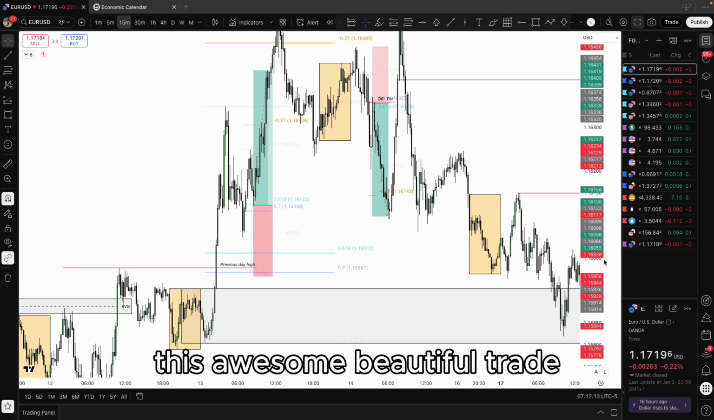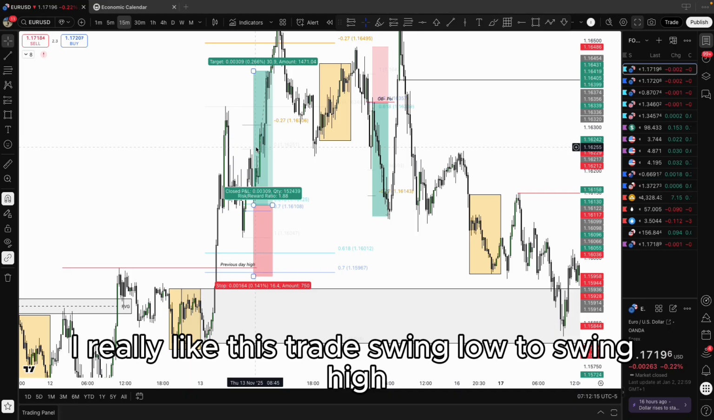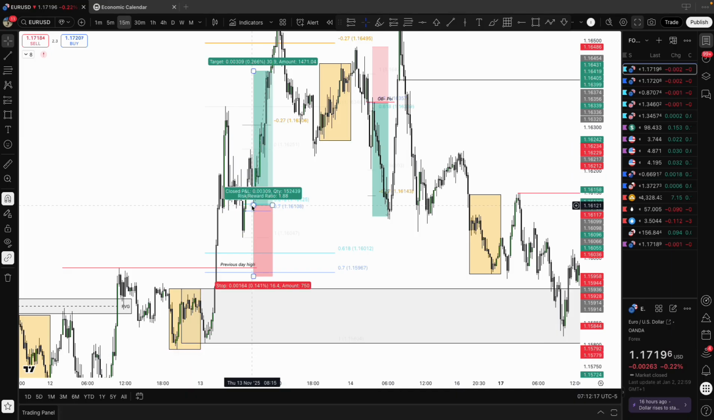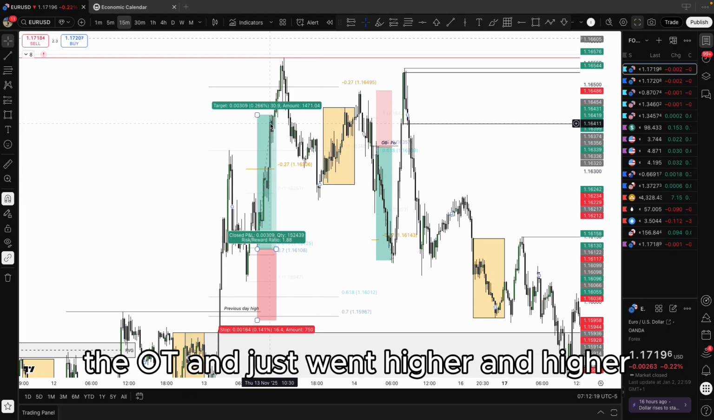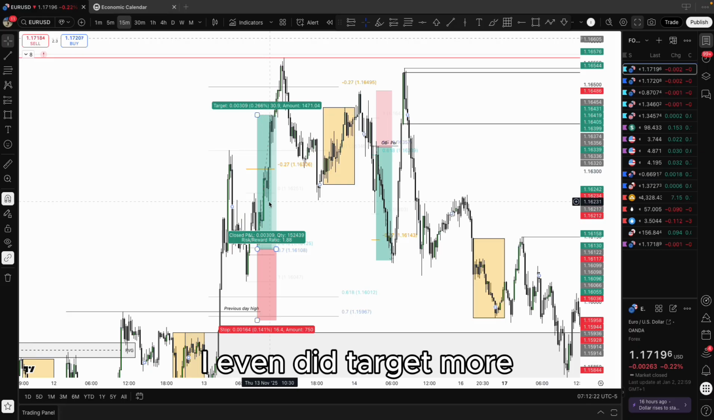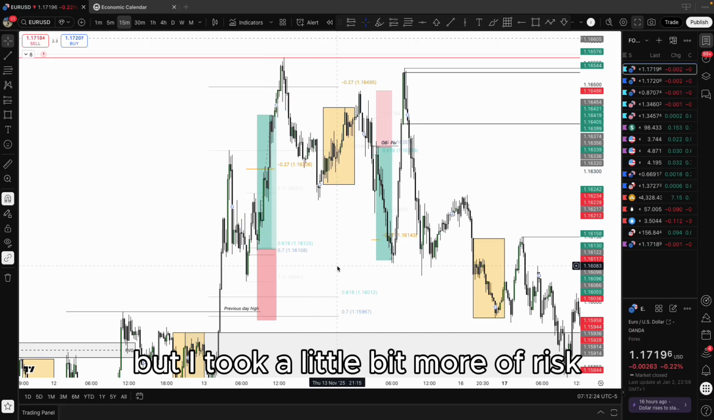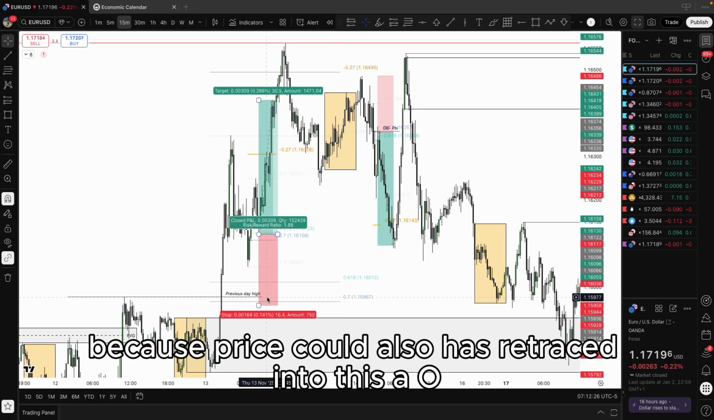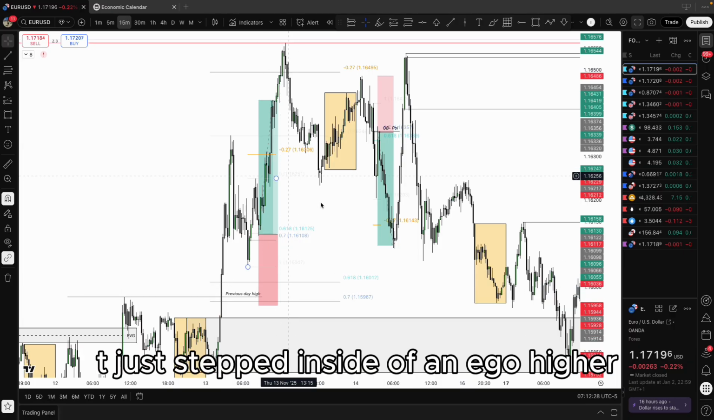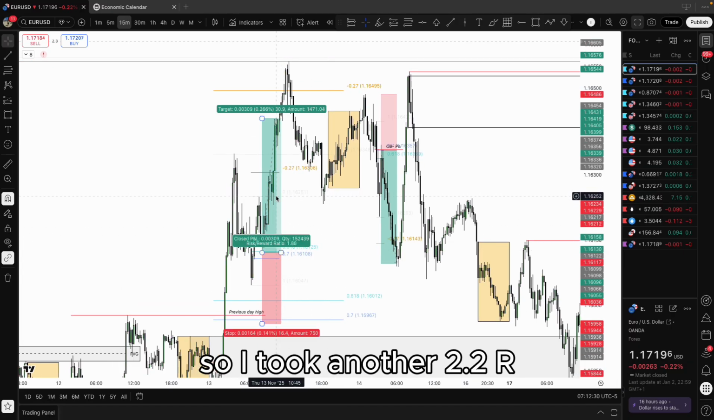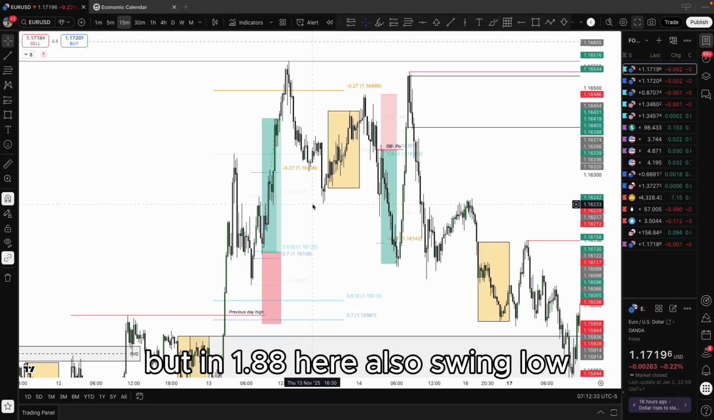This awesome, beautiful trade. I really like this trade. Swing low to swing high. Went inside of it, the OT, and just went higher and higher. I even did target more, but I took a little bit more of a risk because price could also have retraced into this OT, just tapped inside of it and go higher. So I took another 2.2R, but in 1.88.